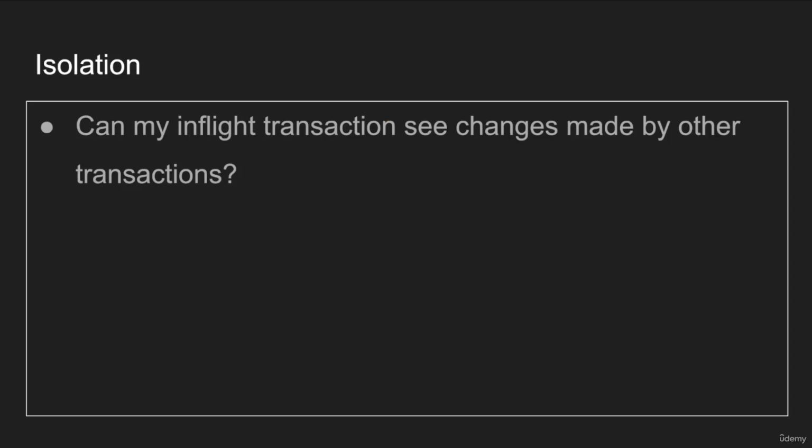That's the question that needs answering. Not only in-flight transactions, but even a transaction that has finished. What if I am running a transaction and I'm querying, reading, and some other transaction committed a change? The question is, should I see this change? Well, it depends. Do you want to see that change? There is no answer. There is no right or wrong.